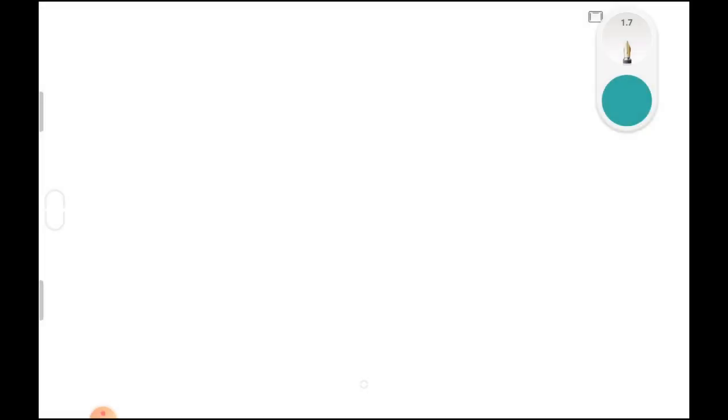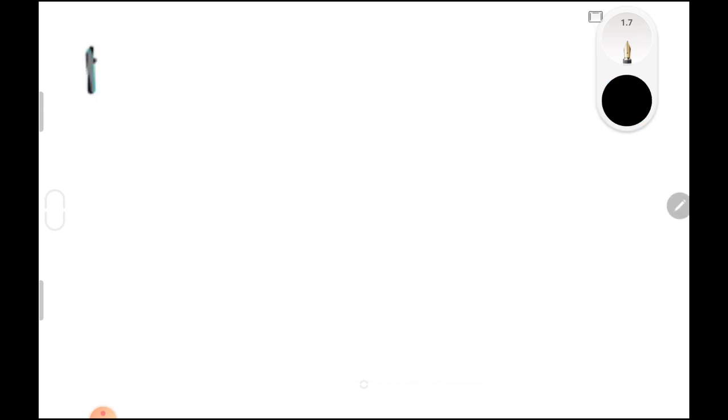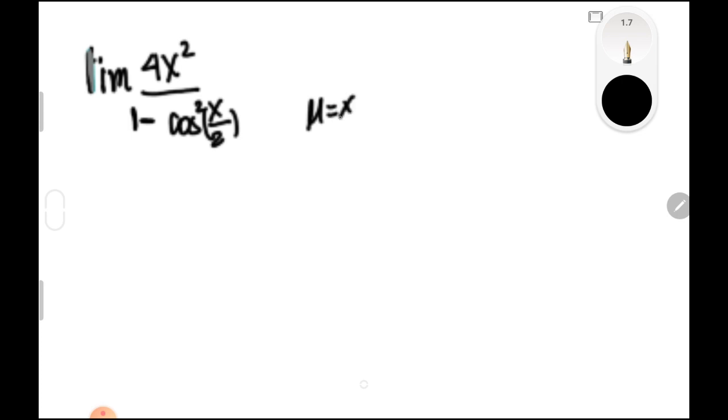So for our final example for our trigonometric functions, the limits of trigonometric functions. So let's have the limit of 4x squared divided by 1 minus cosine squared x over 2. So take note that your u here is equal to x over 2.